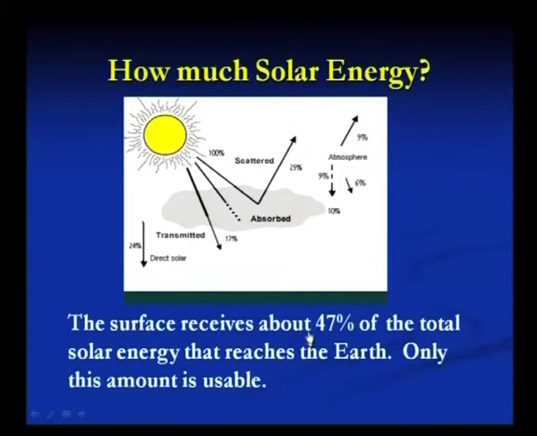The surface receives about 47% of the total solar energy that is reaching the Earth. Only this amount of energy is usable. The rest of the energy is not available to us for our utility.